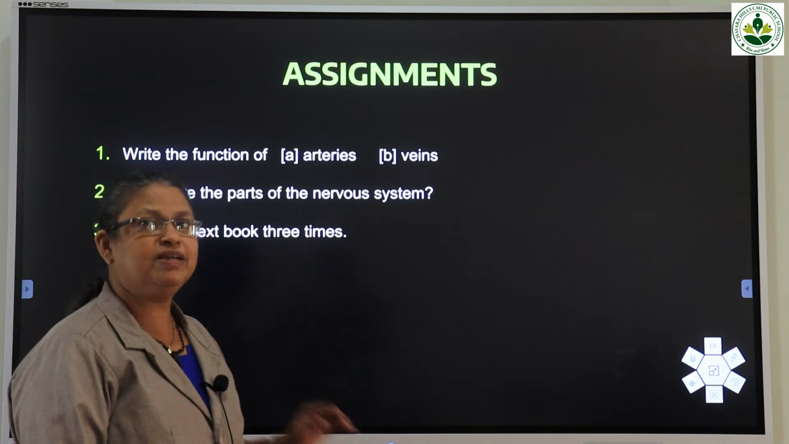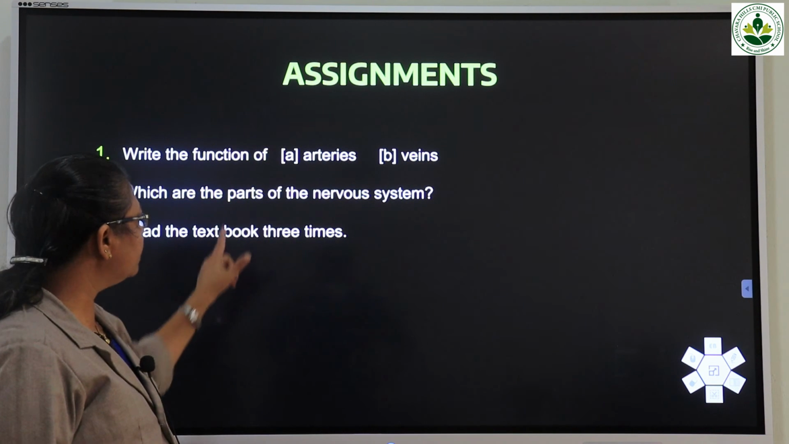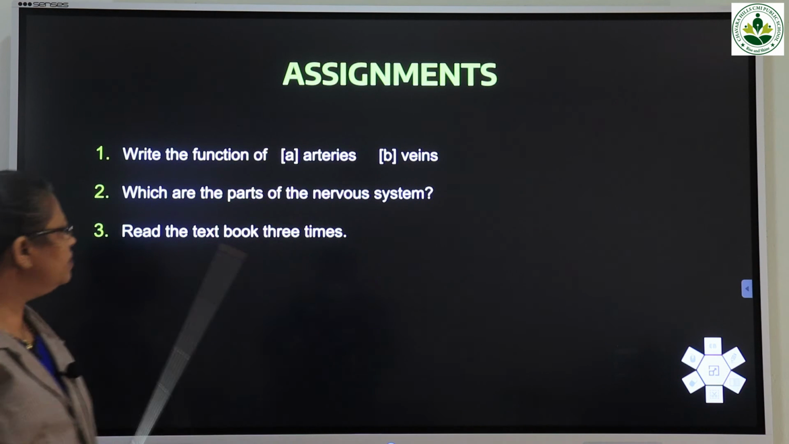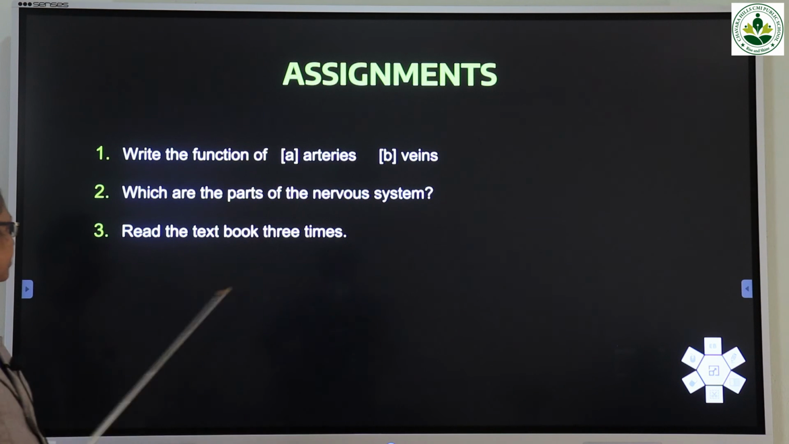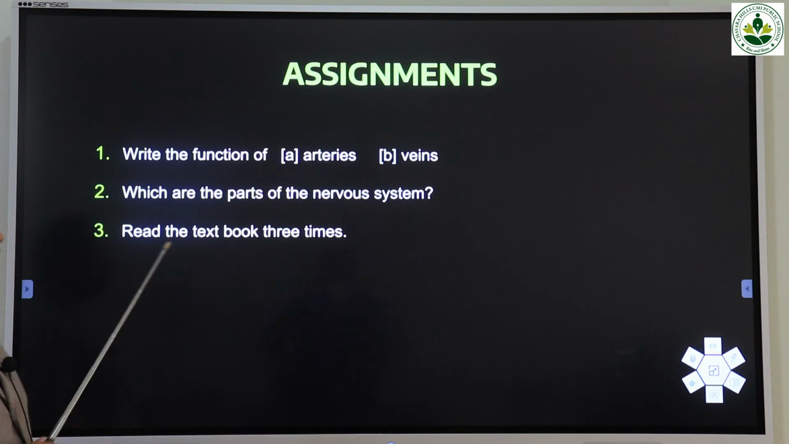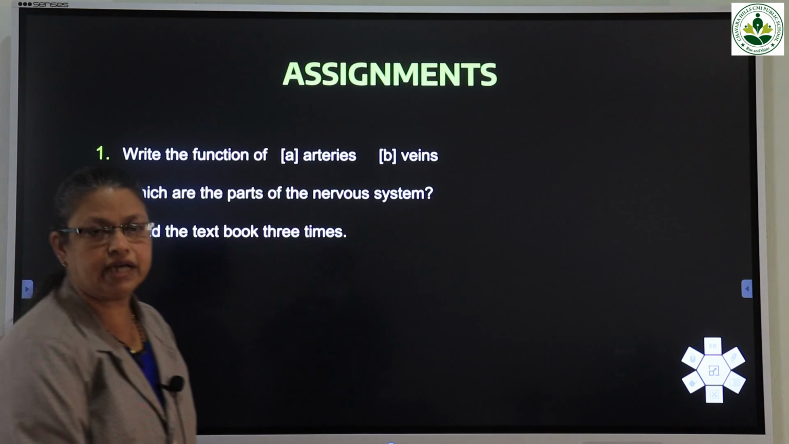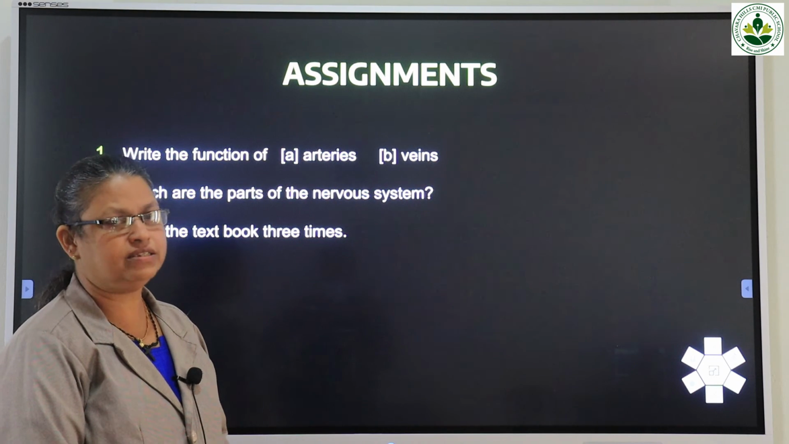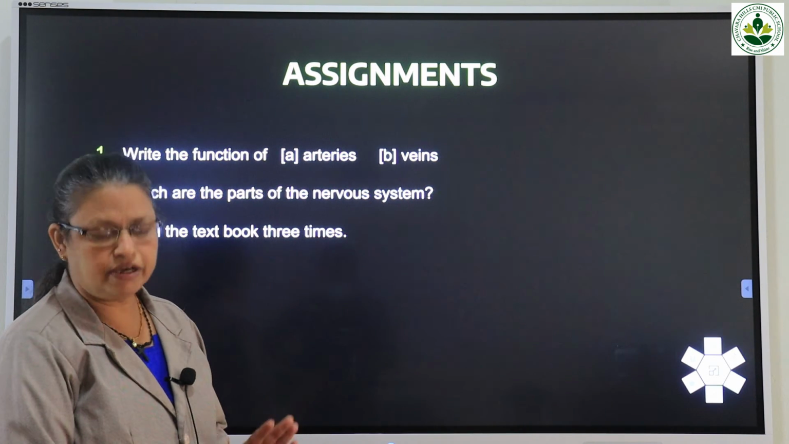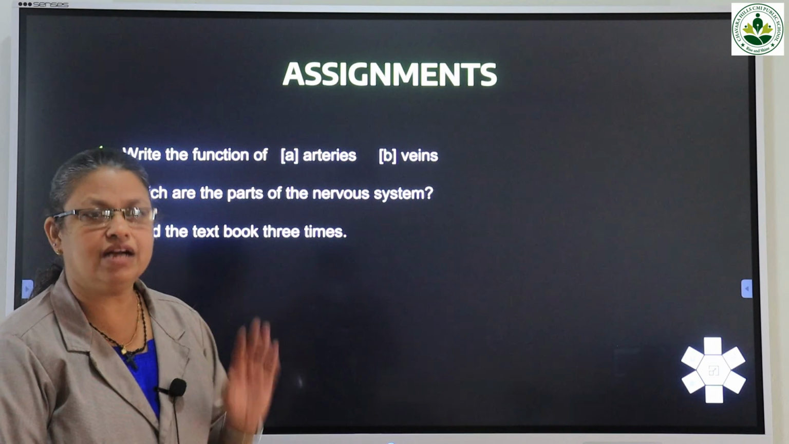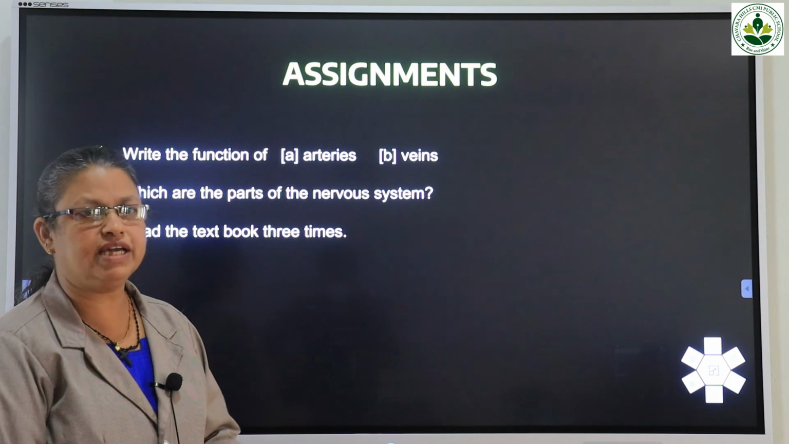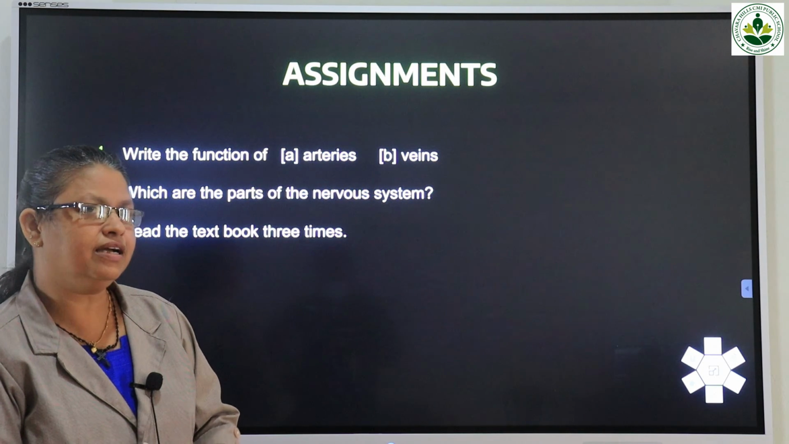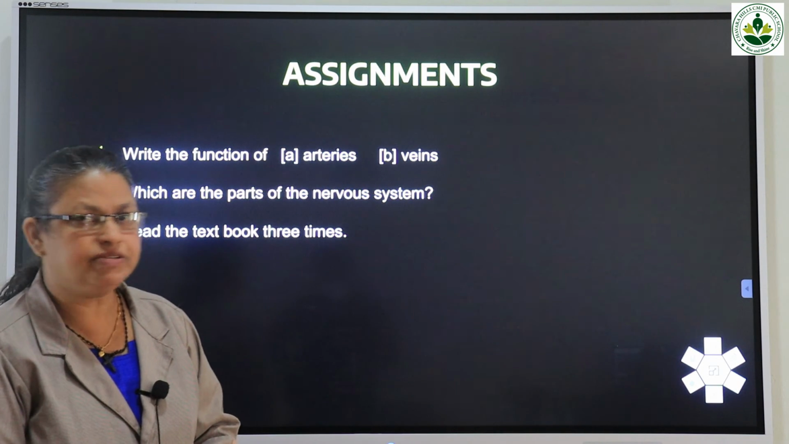So these are the assignments for you. First one, write the function of arteries and veins. The second question, which are the parts of the nervous system. And assignment 3, read the textbook 3 times. Okay, you have to read the textbook, underline the important points, and learn them. During the live sessions we will clarify the doubts, and if you have any doubts we can clarify. So all of you have to read the textbook thoroughly and clarify your doubts during the live session.